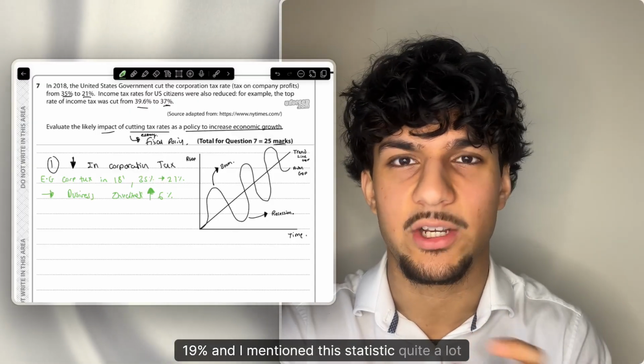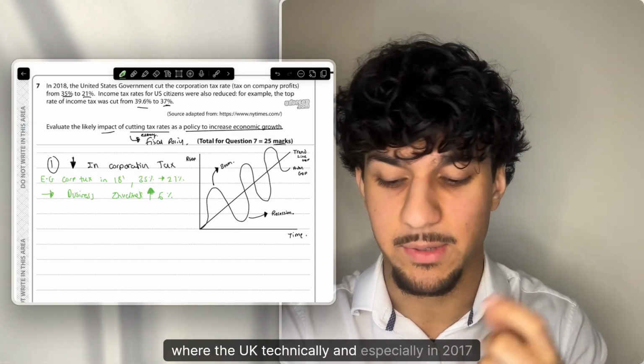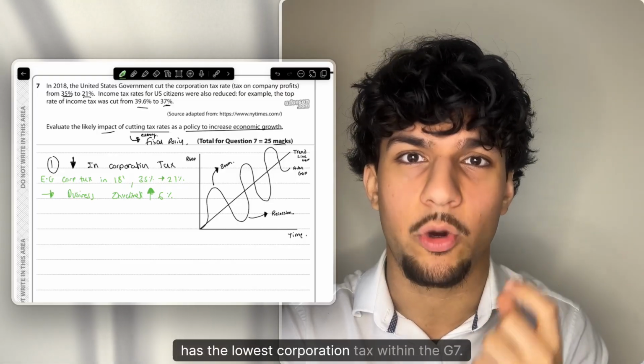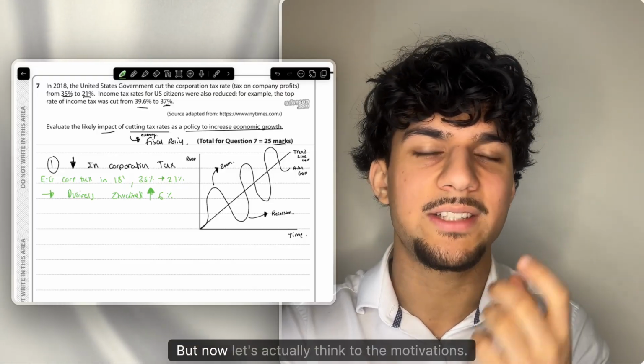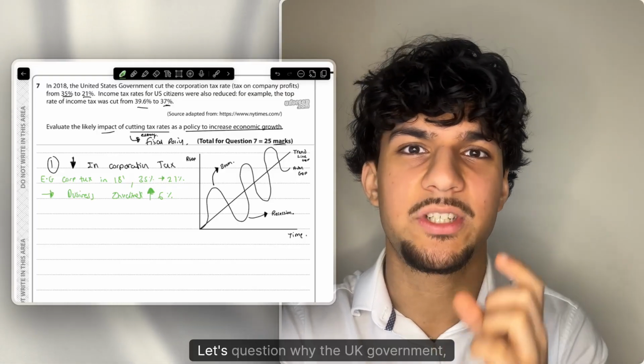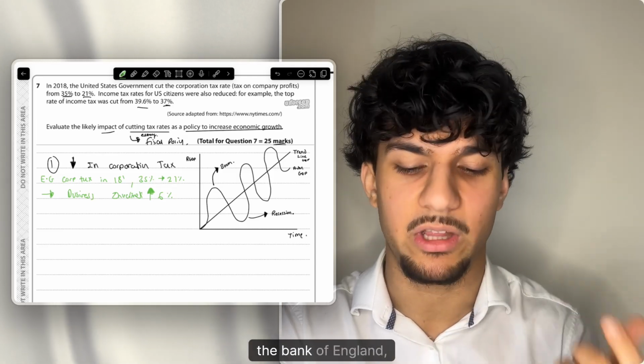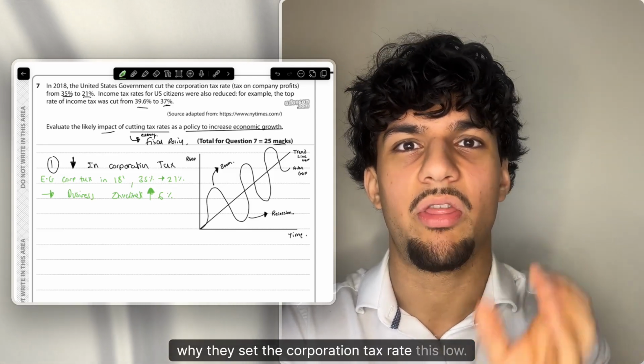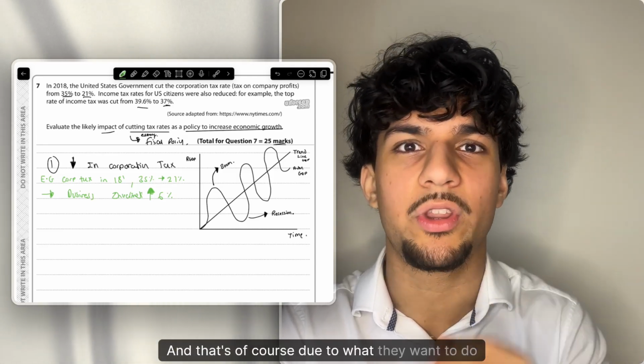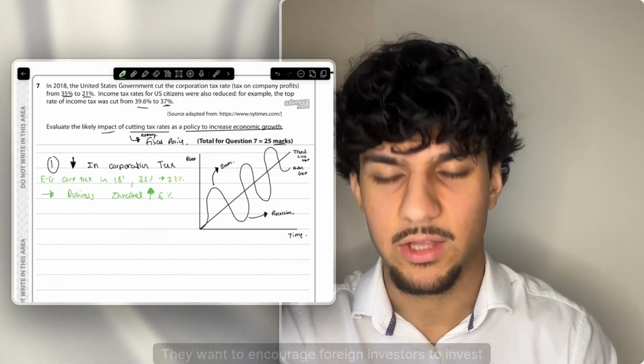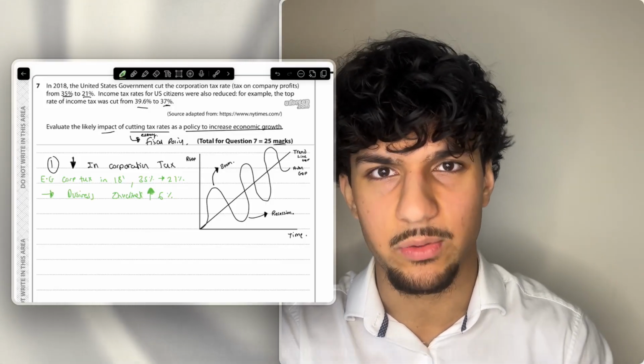And I mention this statistic quite a lot, where the UK technically, and especially in 2017, has the lowest corporation tax within the G7. But now, let's think about the motivations. Let's question why the UK government, the Bank of England, set the corporation tax rate this low. And that is, of course, due to what they want to do with regards to foreign investors. They want to encourage foreign investors to invest in the UK.